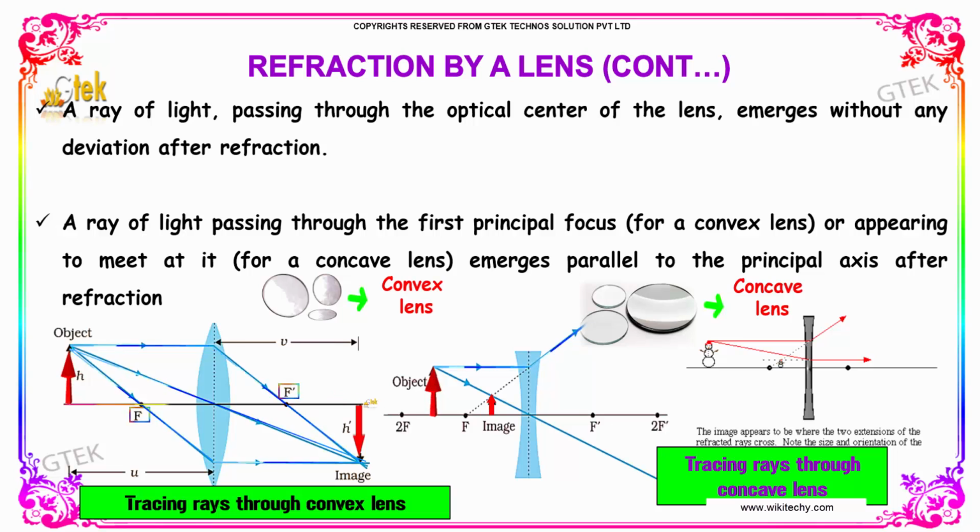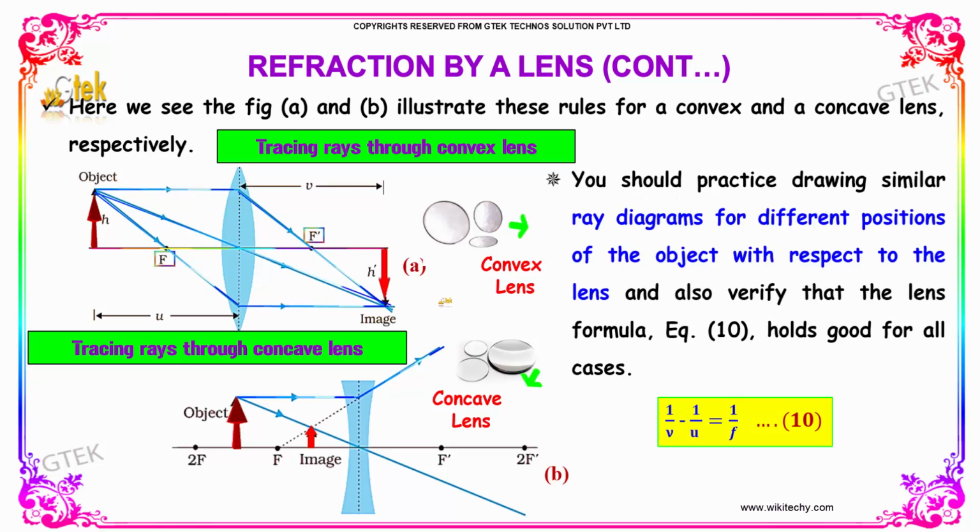A ray of light passing through the first principal focus, or appearing to meet at it, emerges parallel to the principal axis after refraction. You can find this depicted over here. Here you can see the illustration, and you can also find the rules for a convex and concave lens respectively.